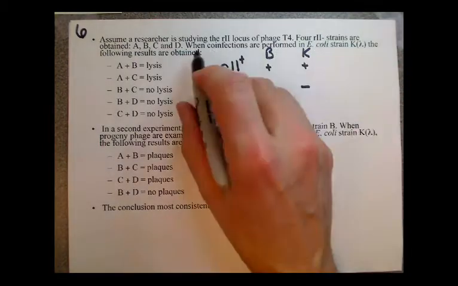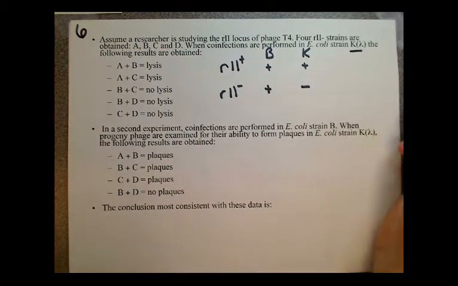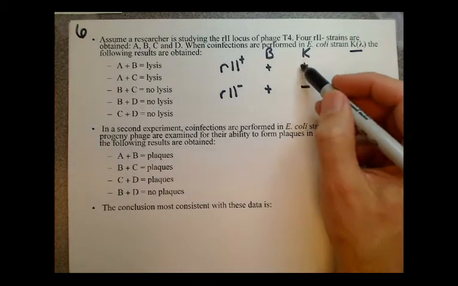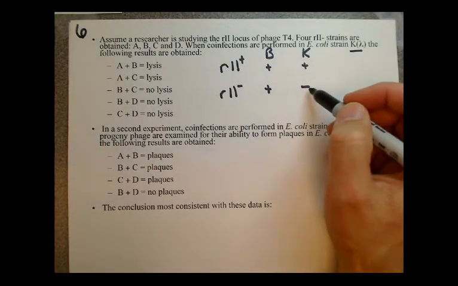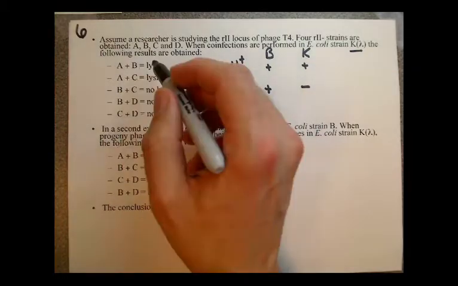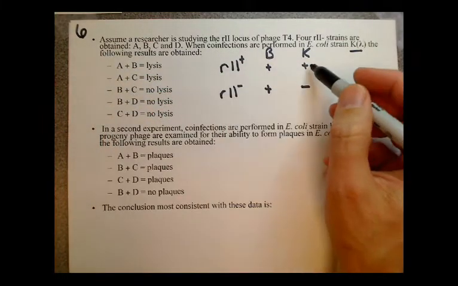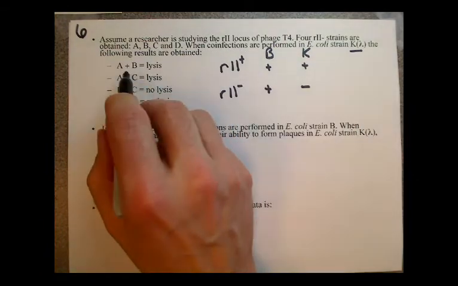So in this problem, we're putting these things into strain K. So wild type will be able to grow, but rII mutants will not be able to grow. And so what we're doing here is we're putting in two different phage mutants at the same time. And this is just a complementation test.